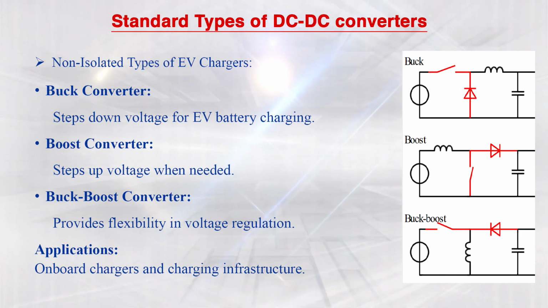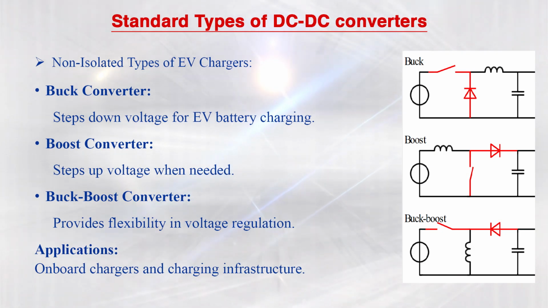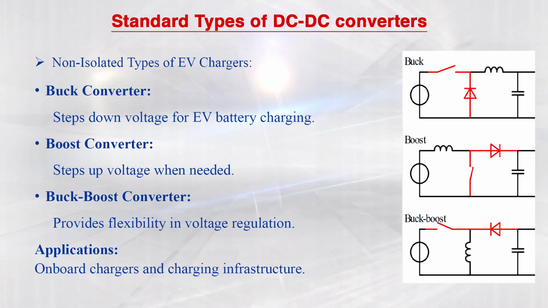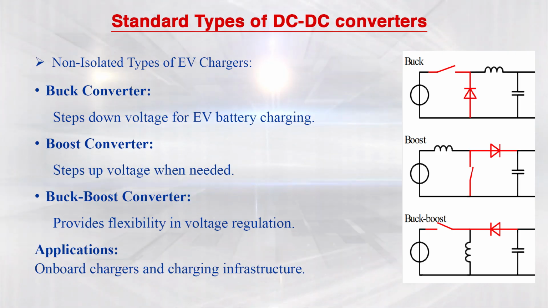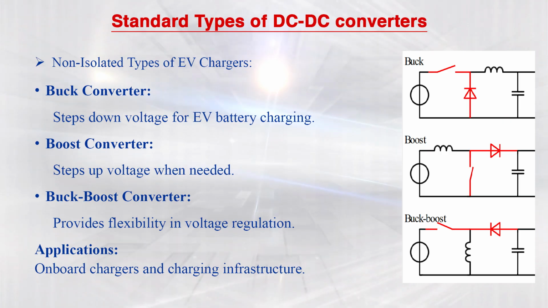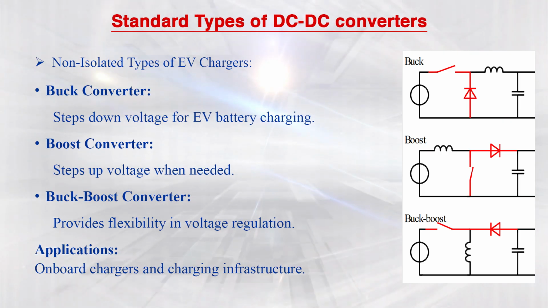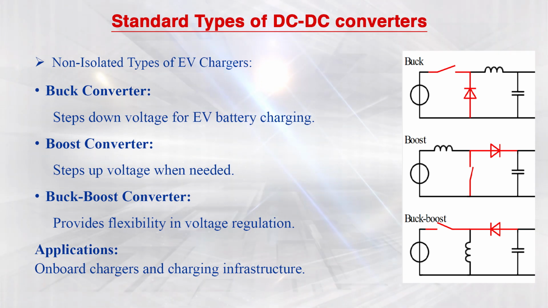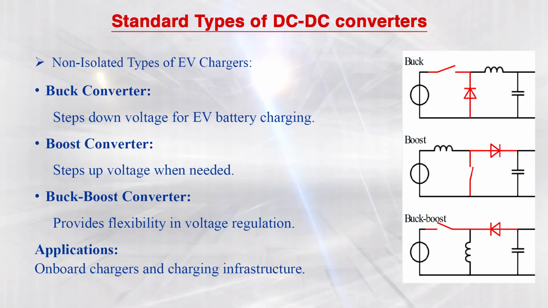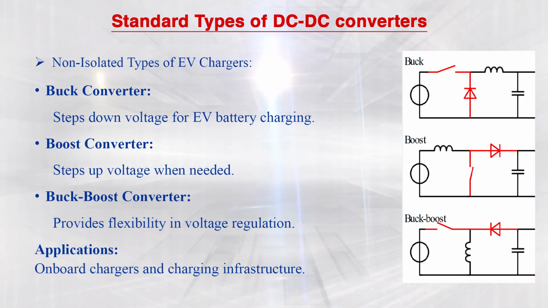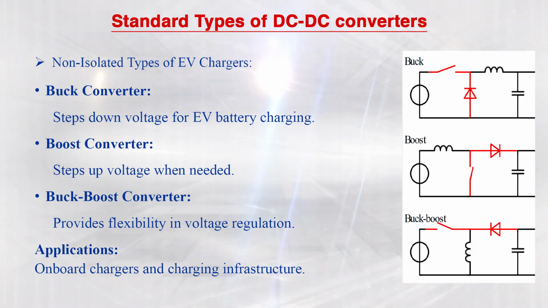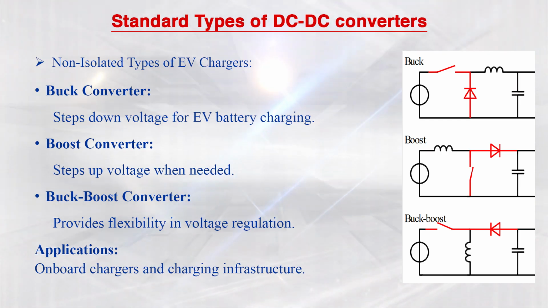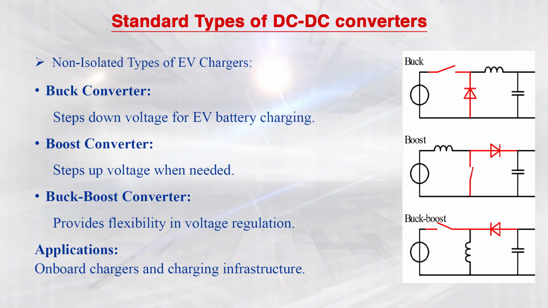Now, we have certain standard types of DC-DC converters, and these are classified depending on the application, that is, what the voltage requirement is at the output of the converter. Here we have three basic standard DC-DC converters: one is the buck converter, another is the boost converter, and the third one is the buck boost converter. The buck converter steps down the voltage for EV battery charging.